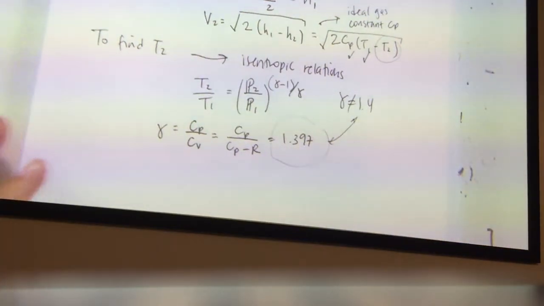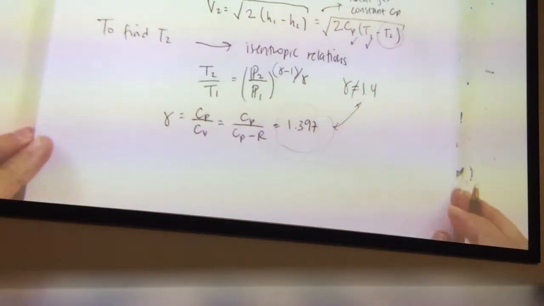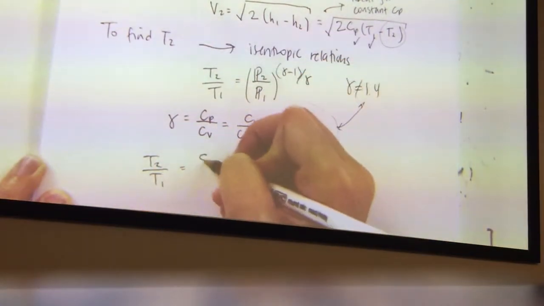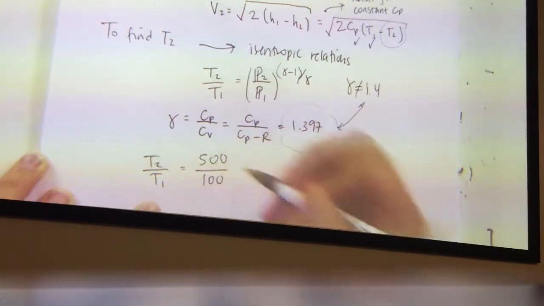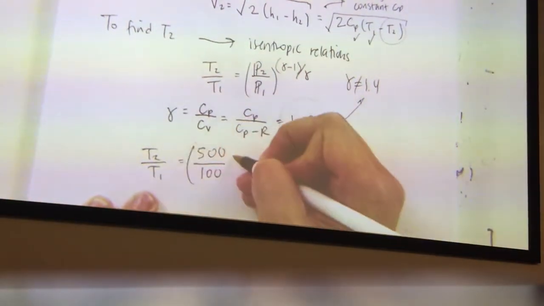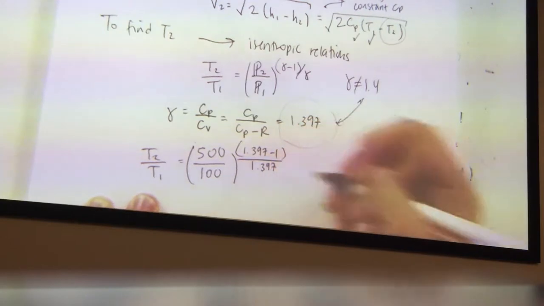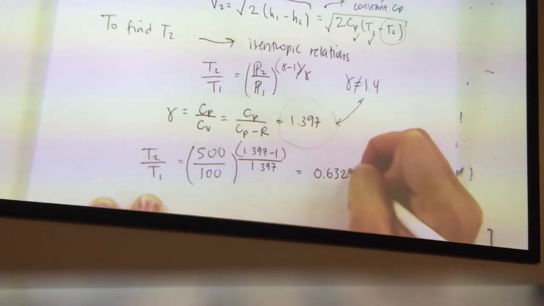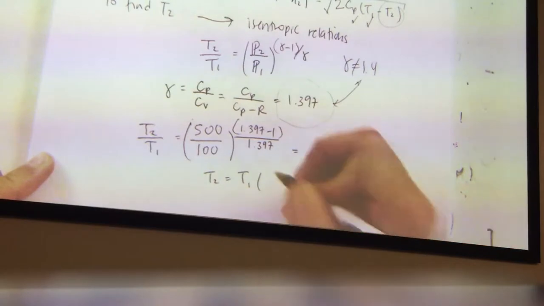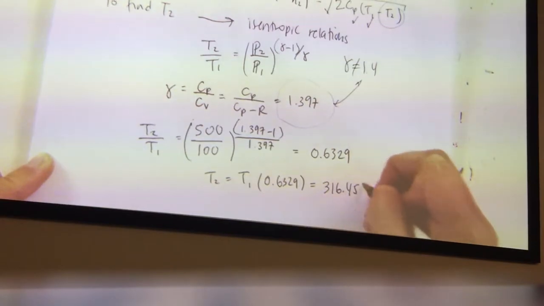Once we have that and we have our R, we can just plug in the values and get what the temperature is. So T2 over T1 equals P2 over P1, where P2 was 500 and P1 is 100. This is given in kilopascals, and as long as both of them are in kilopascals, the units will cancel, so we don't have to do anything there. And the exponent is (1.397 minus 1) over 1.397. So the ratio is 0.6329. Then the answer will be T2 equals T1 times this parameter. So T2 equals 316.45 Kelvin.